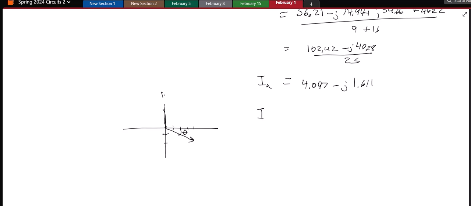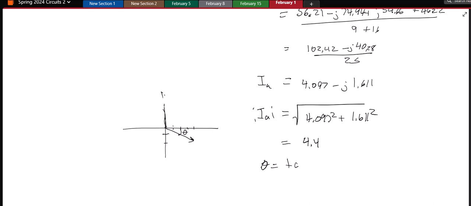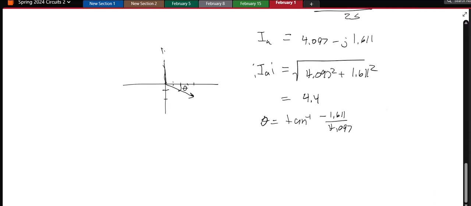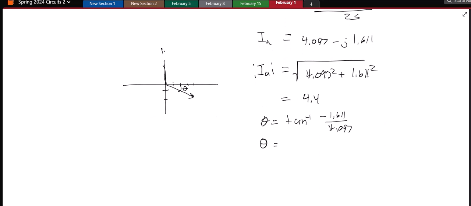So the magnitude of IA will be the square root of 4.097 squared plus 1.611 squared, and that equals 4.4. And our angle will be the inverse tangent of negative 1.611 over 4.097. And when we do that, it gets you an angle of negative 21.4 degrees. Now you always have to check, because the calculator is only going to give you the value that comes in this 4th quadrant.